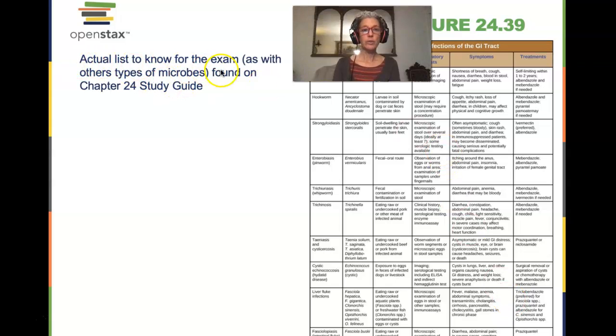So again, the actual list to know will be on the Chapter 24 study guide. There is still a lot, but that's why I started putting these charts in with the chapter as we go, as opposed to waiting a week before the exam.